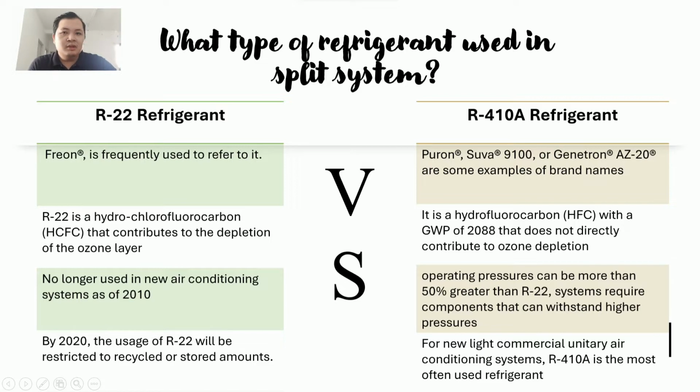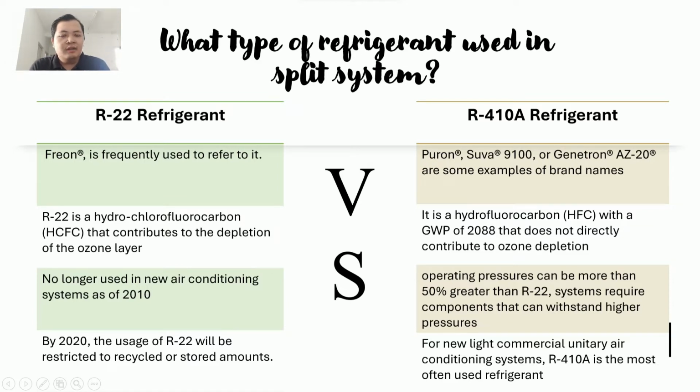R22 is a hydrochlorofluorocarbon that contributes to the depletion of the ozone layer. R22 is no longer used in new air conditioning systems as of 2010. And by 2020, the usage of R22 will be restricted to recycled or stored amounts.